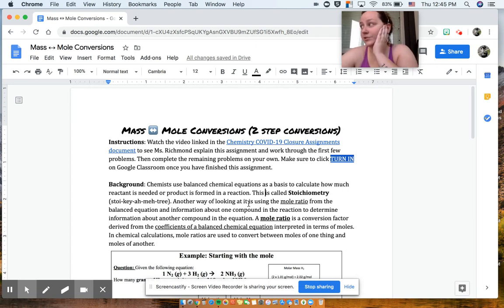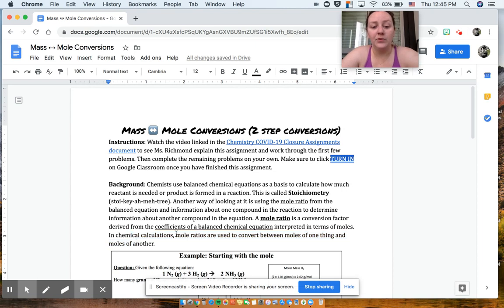Another way of looking at it is using the mole ratio from the balanced equation and information about one compound in the reaction to determine information about another compound in the equation. A mole ratio is a conversion factor derived from the coefficients of a balanced chemical equation interpreted in terms of moles. In chemical calculations, mole ratios are used to convert between moles of one thing and moles of another.